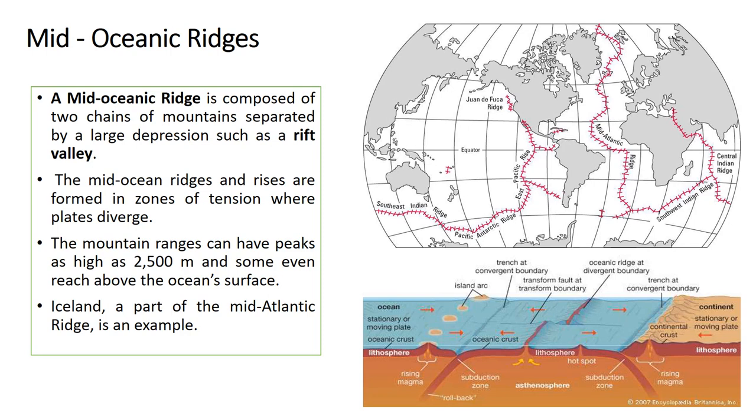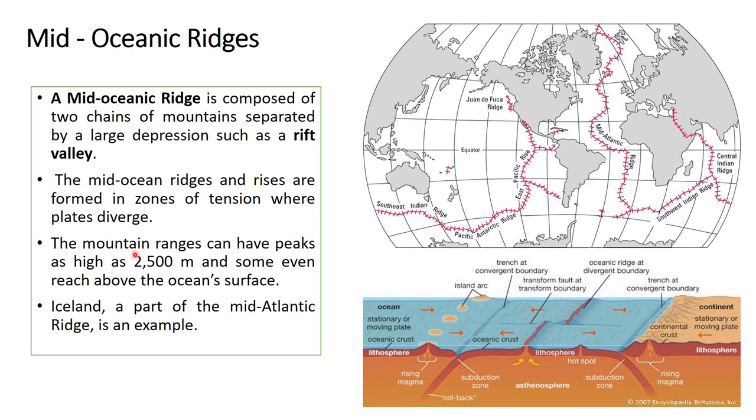So this upwelling magma slowly turns into lava, and it builds up these areas over here, which are known as mountains. So when we talk about mid-oceanic ridges, they are two chains of mountains separated by a large depression, such as a rift valley. So one chain of mountain over here and one chain of mountain over here, separated by a rift valley. These features are known as mid-oceanic ridges.